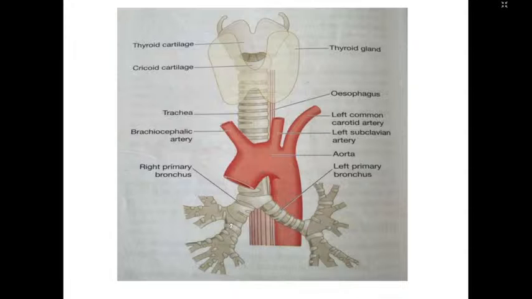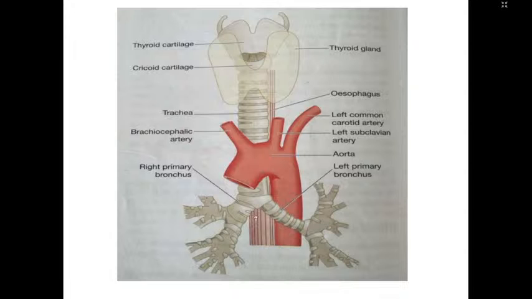Okay, on the right side there are three lobes. The lung has three lobes on the right side. On the left side only two are there, superior and inferior. So upper, middle and lower on the right side. So there will be three secondary bronchi on the right side. On the left side only two secondary bronchi.